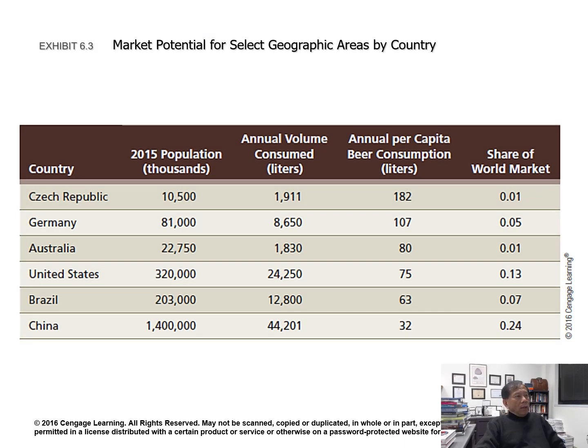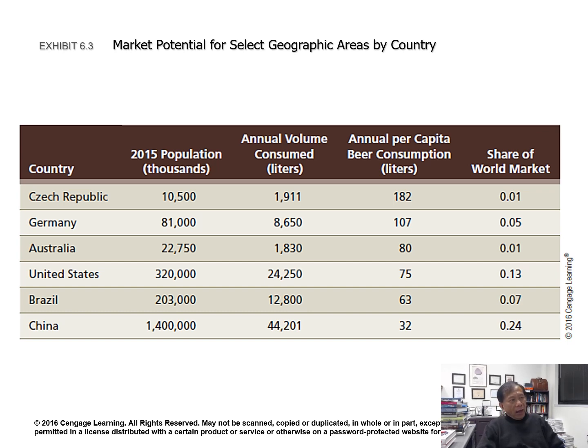This example shows some interesting secondary data: the market potential for select geographic areas by country. The countries you're looking at are the Czech Republic, Germany, Australia, the US, Brazil, and China. This is old data though, 2015. When you look at people in thousands, the Czech Republic has 10,000, that's 10 million people. Germany 81, Australia 22, US 322 million, Brazil 200 million, and China 1.4 billion. Now the number could be a problem nowadays, if you have been following the news.